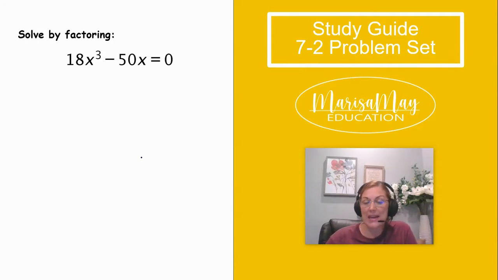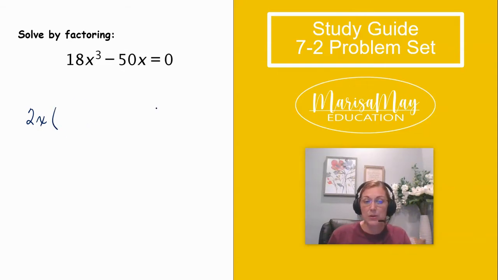When you look at any polynomial, I would encourage you to always start with the greatest common factor. So what do these terms have in common? I see an x. They both have an x. I'm also noticing that 18 and 50 are both divisible by 2. So I'm going to put that 2x in front. That's what I'm looking to factor out.